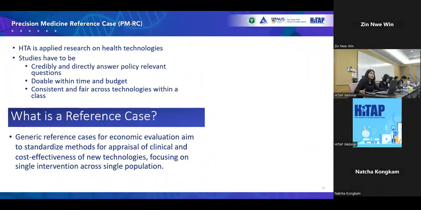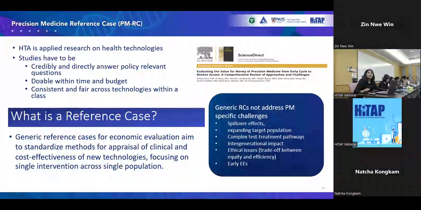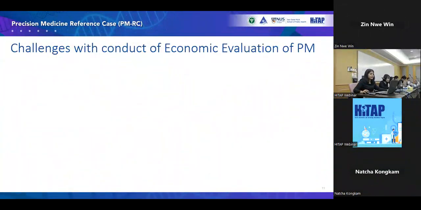And what is a reference case? A reference case for economic evaluation aims to standardize methods for appraisal of clinical and cost effectiveness of new technology, focusing on single intervention across single population. But in the study that we conducted, we found that generic reference cases often fail to address the precision medicine specific challenges, which I highlighted earlier, some of which include spillover effects, expanding target population, complex test treatment pathways, intergenerational impact, ethical issues, and also issues around early economic evaluations, which were not mentioned in generic reference cases.